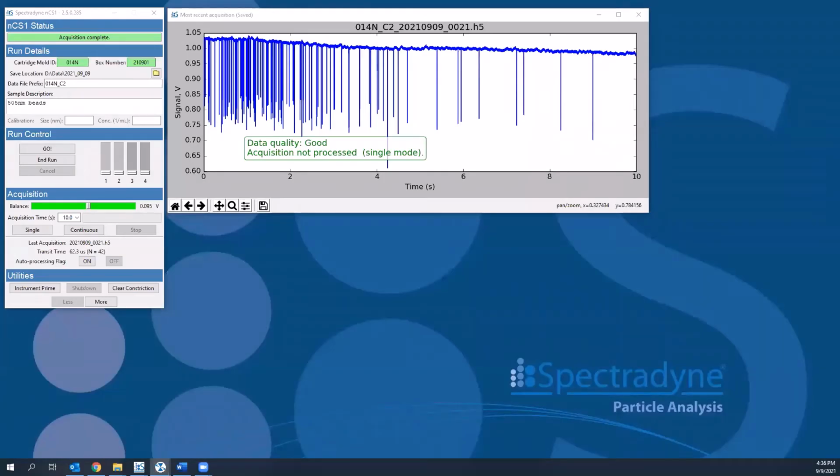There might be a situation where you see a decrease in the frequency of particle transit events over time. This is the result of the sample clogging up the input filters, preventing further particles from being detected downstream.